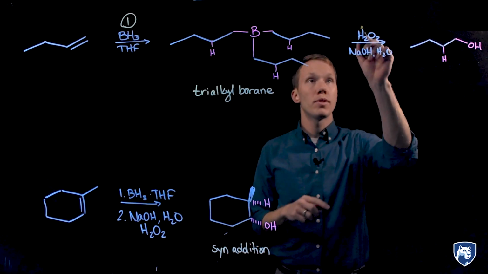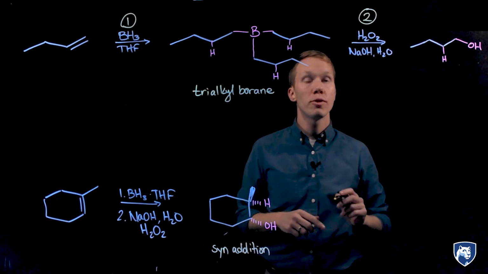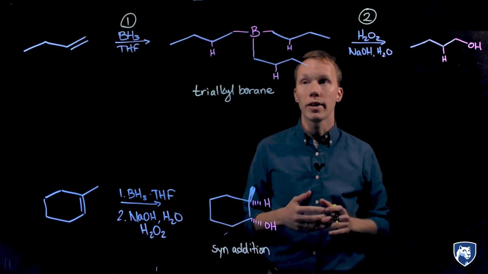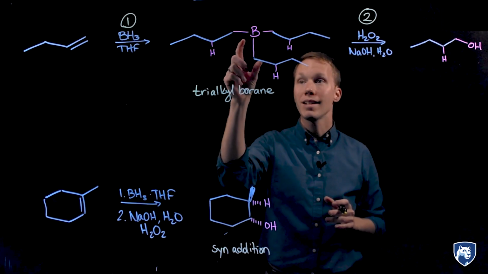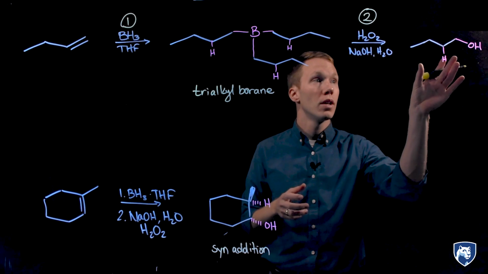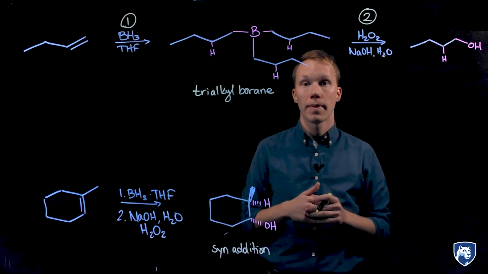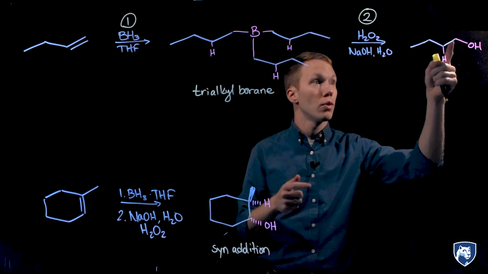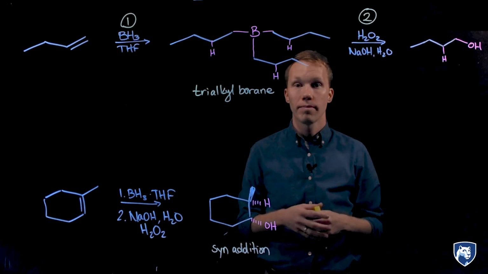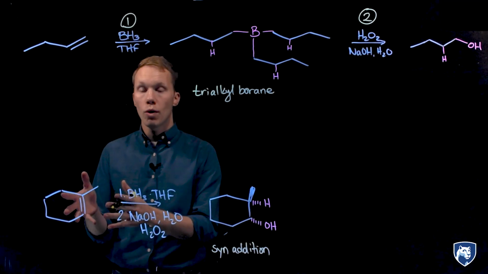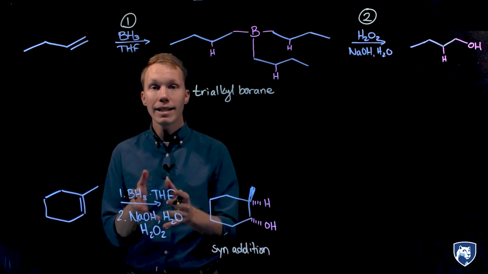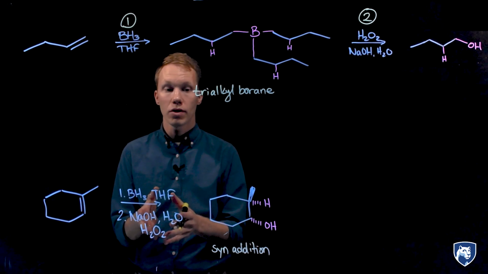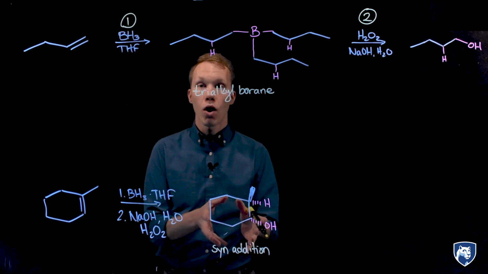The second step, 2, involves hydrogen peroxide in base with water. This is an oxidation step that oxidizes the trialkyl borane to produce alcohols. The alcohol replaces the boron and so remains at the less substituted site. In the example below, we show 1-methylcyclohexene reacting under the hydroboration oxidation conditions to give an alcohol product.